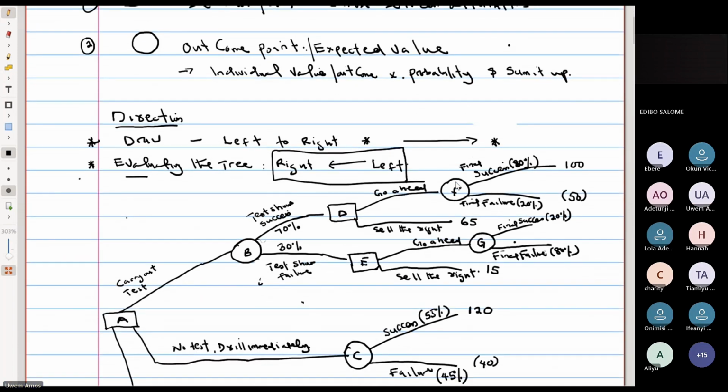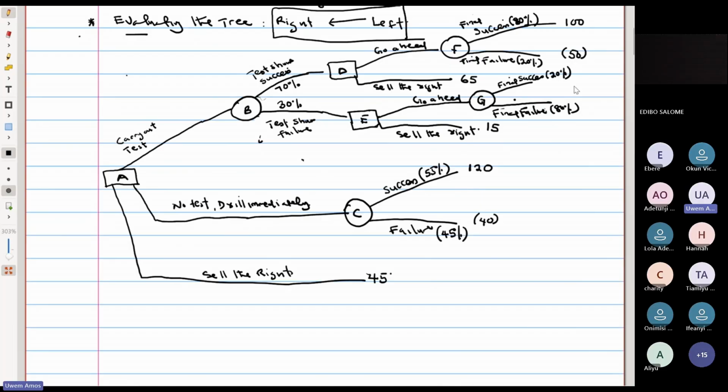So let's start with G. We're going to go from right to left. I think it's G before F: E, F, G. Okay, let's start with G so that we're moving down that way. Okay, so let's look at G. G is a circle, which is an outcome point. So we need to calculate the expected value for G.